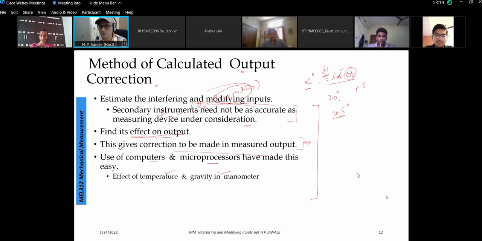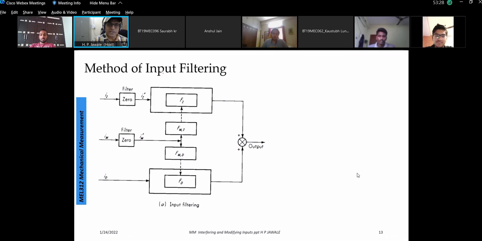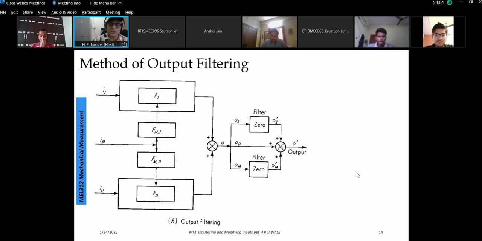Okay, if not, then we'll move on to the next element in discussion. Let us say input filtering. The name itself suggests we are going to filter out the interfering signal and modifying signal. We apply a filter so that zero interfering signal and zero modifying signal enter the system, so that there is no change in the desired output because of the modifying input. The name itself suggests input filtering, right? Then there can be the method of output filtering.